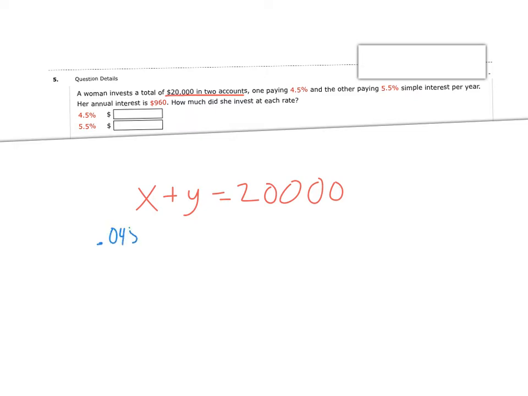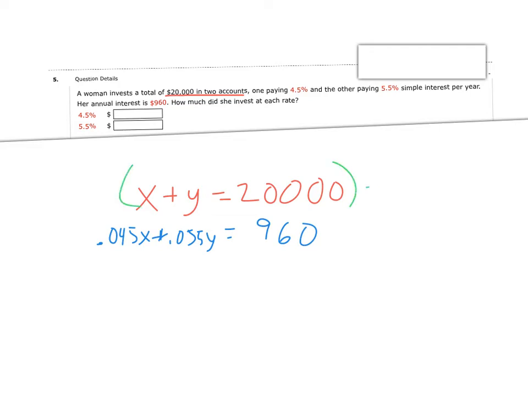So it's going to be 0.045x plus 0.055y. And that equals 960 here. So this actually makes a lot of sense to me. I always think that when these variables in the first equation are multiplied by 1, they equal 20,000. And when I multiply them by little decimals, it gets a lot smaller.